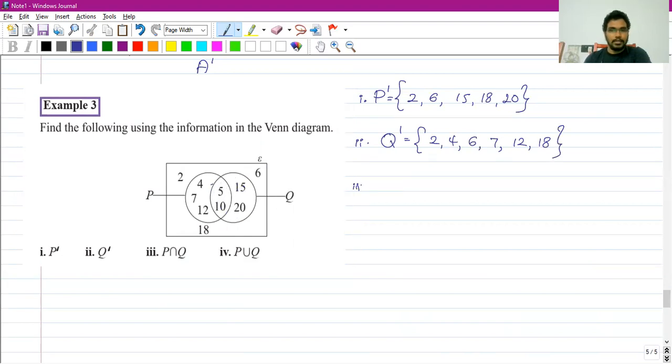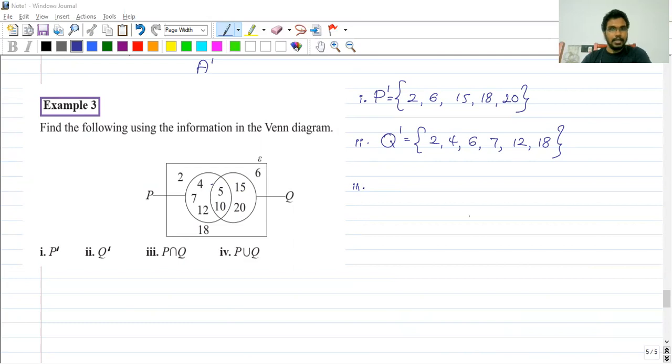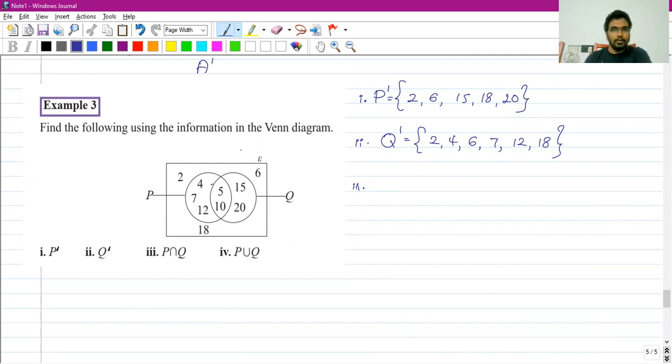Next one, third question. P intersection Q. So you know about this. P intersection Q means this middle common part. So that means P intersection Q, we can take it as 5 and 10, 5 comma 10.